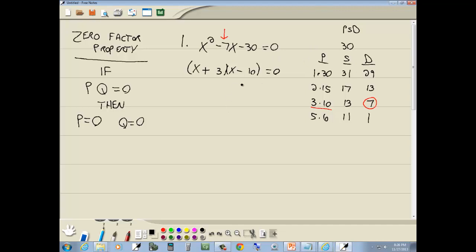Now zero factor property. We got 0 on one side, we factored the other side. So it says set each factor equal to 0. So I'll set x plus 3 equal to 0 and x minus 10 equal to 0. And then solve these. Take the 3 over and we get x is equal to negative 3. Take the negative 10 over and we get x is equal to positive 10. And those are our answers.